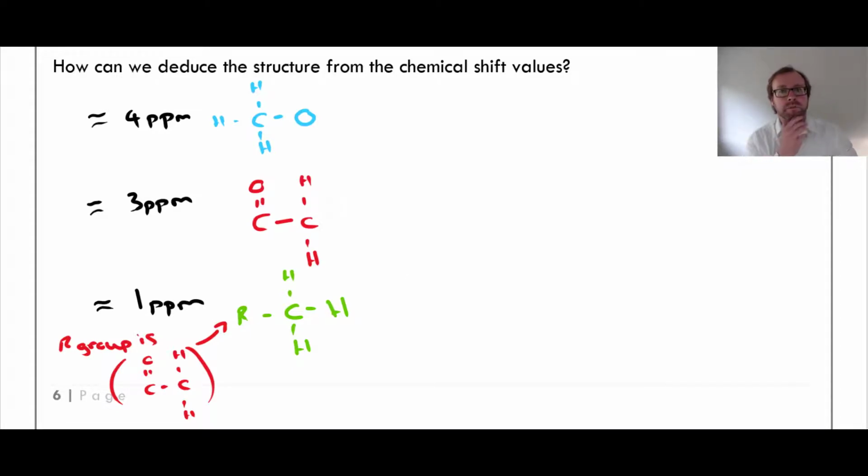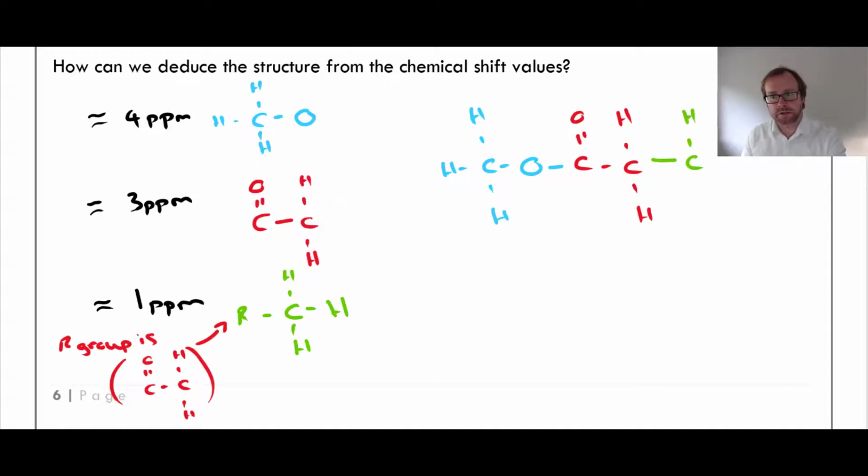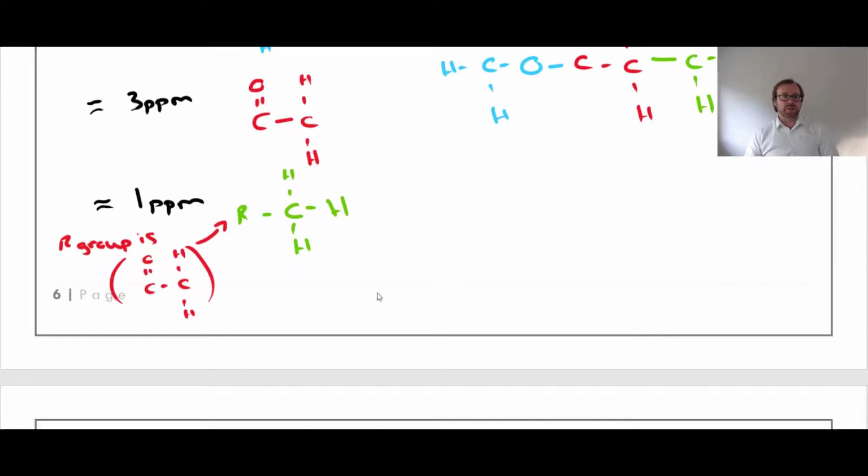So how can we deduce the structure from the chemical shift values? Well, this would be at my 4 ppm. It would attach to the one at 3 ppm, which would then attach to my CH3. So this would be my organic structure.